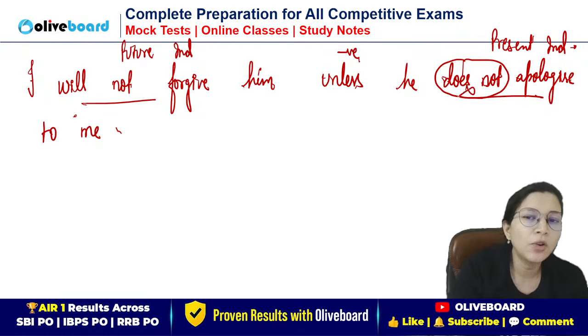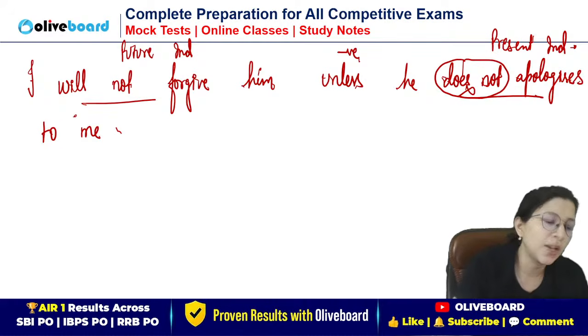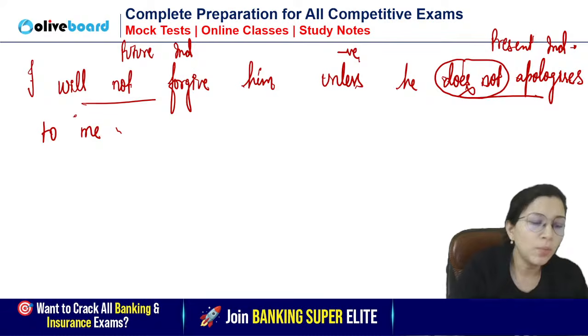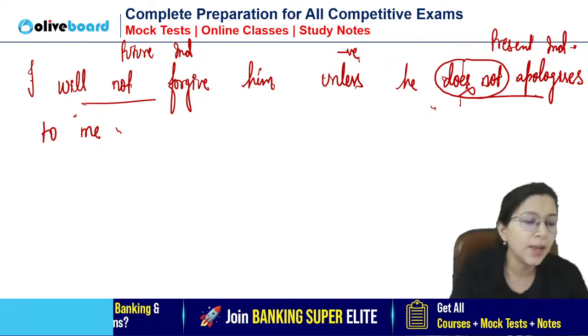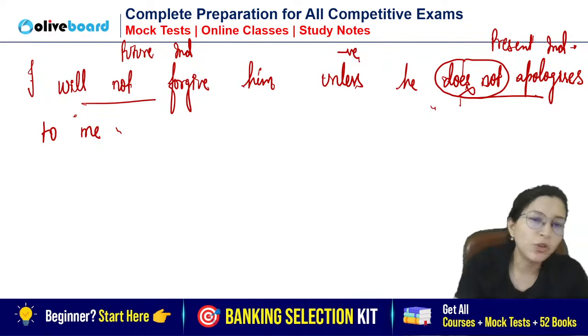And with unless we cannot use does not, we will say unless he apologizes to me. So when you remove does not, it will be apologizes to me. Okay, because unless and not they carry negative sense. So it will be unless he apologizes to me.